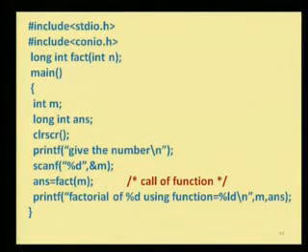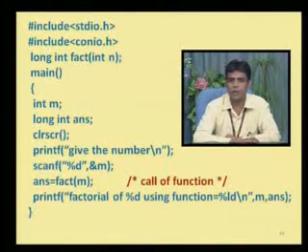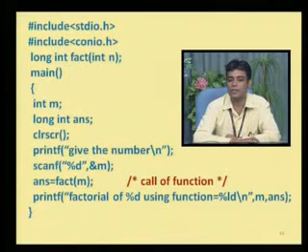#include <stdio.h>, #include <conio.h>. We are using a long integer function, that is long int fact(int n), then the main function. I am using another variable, m. I am using another long integer, ans. ans stores the answer of that particular factorial. Then clrscr(), which is used to clear the console screen.